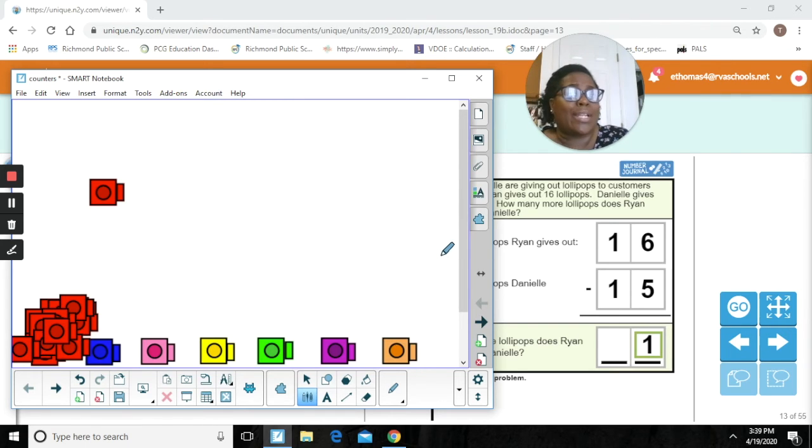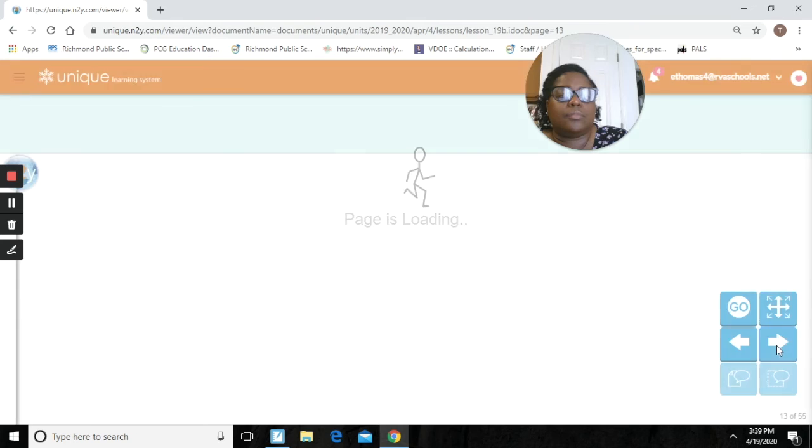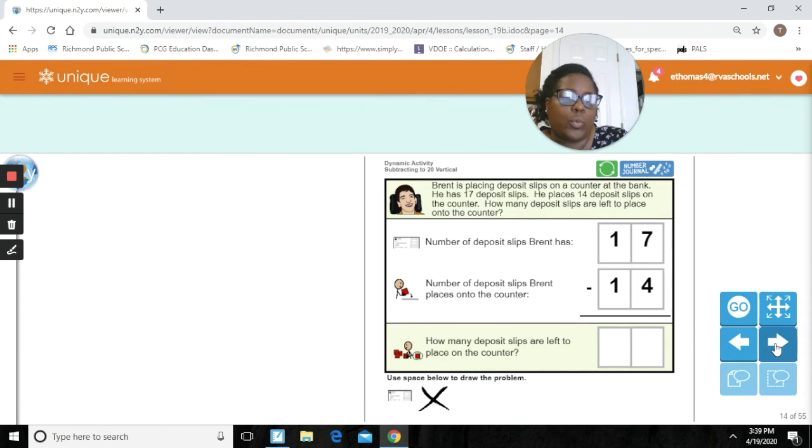Very good. But which way is quicker? Using the number line or the counters? You say using the number line? You're exactly right. Okay. You can use whatever method you're comfortable with, okay?